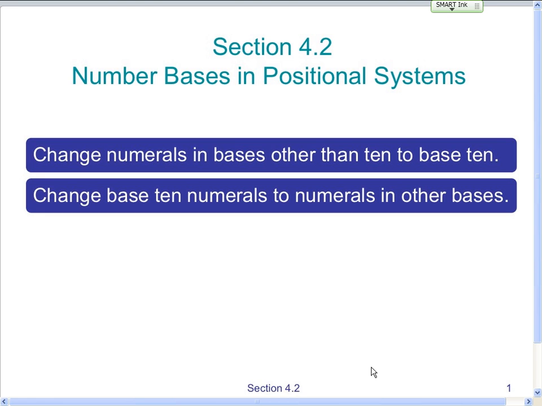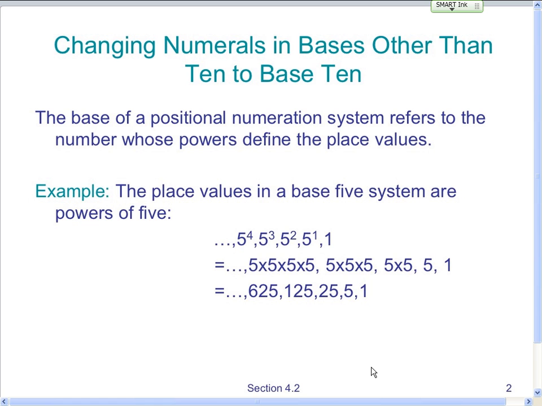Okay, this is section 4.2. We're going to be talking about numerals in bases other than 10, and we're going to be converting back and forth from base 10 to base 7 to base 10, etc. Okay, changing numerals in bases other than 10 to base 10.